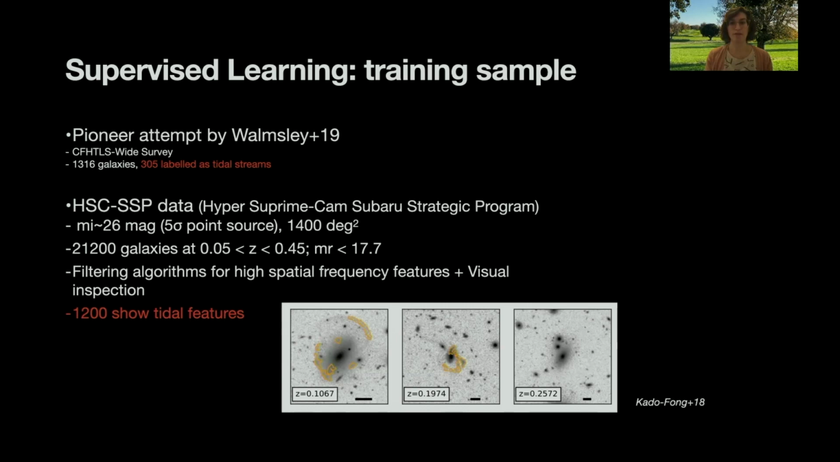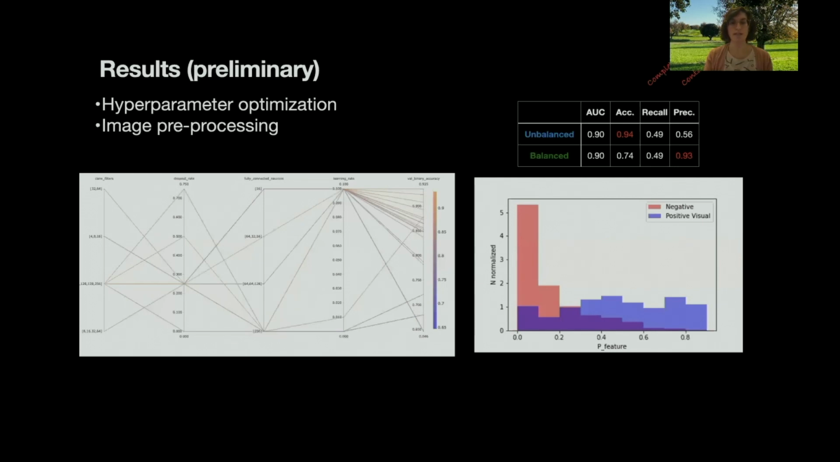We are making use of the Cataphone catalog, which uses a filtering algorithm to detect high spatial frequency features, plus a visual inspection. And there are 1,200 galaxies which show tidal features out of 20,000. We are using this sample as a training sample, and after playing with some hyperparameter optimization and image preprocessing, you can see here how these hyperparameters can affect the overall accuracy.